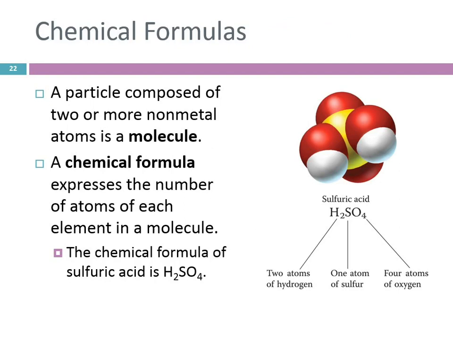We use chemical formulas as a shorthand in chemistry. There are a fair number of terms you have to learn as a beginning chemistry student. One of those terms is molecule. A molecule is composed of two or more nonmetal atoms. Here's an illustration of a molecule of sulfuric acid, and we're representing the atoms of different elements with different colors. This one has 4 little red spheres, 1 yellow sphere, and 2 white spheres. So there are 2 hydrogen atoms, 4 oxygen atoms, the red ones, and 1 sulfur atom.